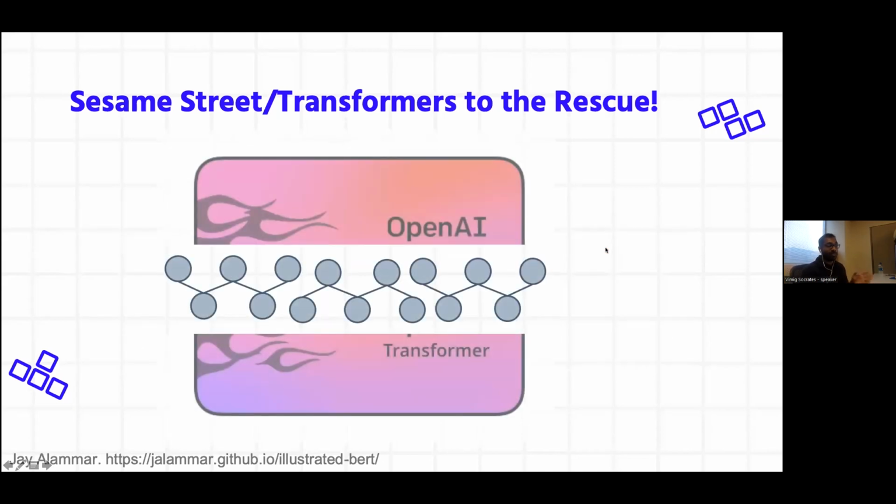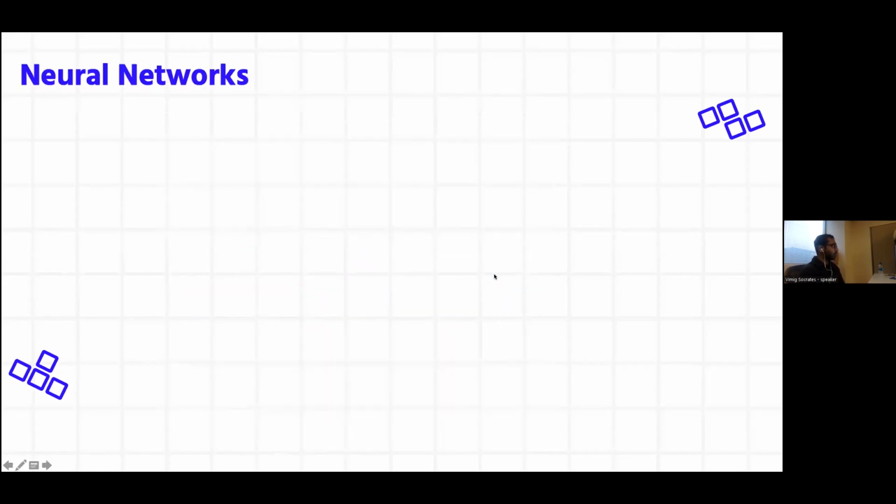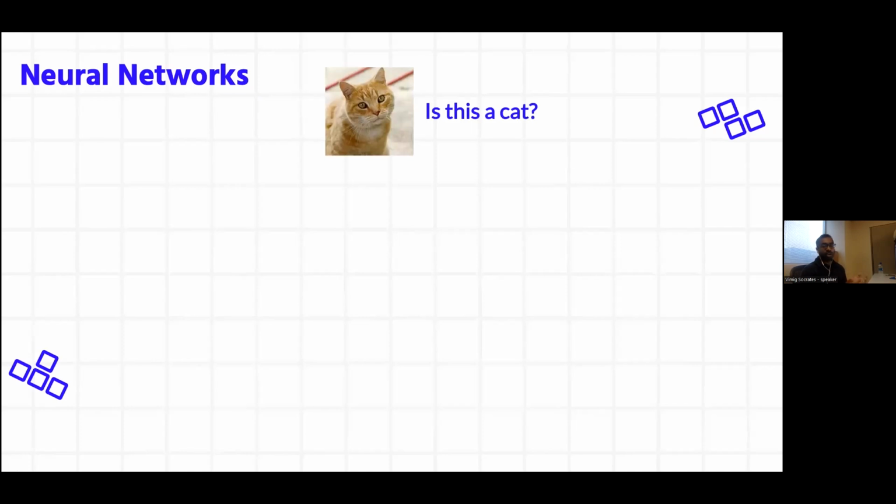This is a very complicated model that people have spent, I don't know, 5-6 years making, but we're going to talk about one particular component of it, which is the most important part. These are called neural networks. In order to describe a neural network, we're going to try to answer a pretty fun question: is this picture a cat?